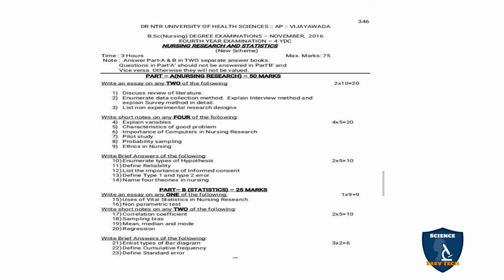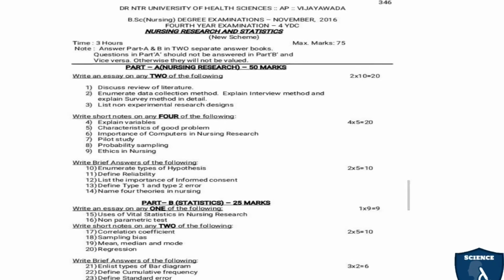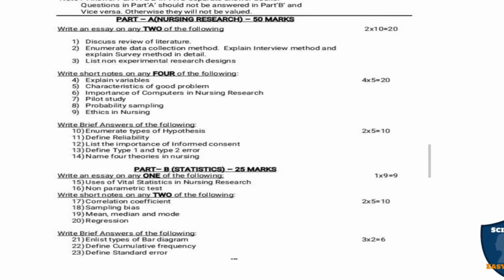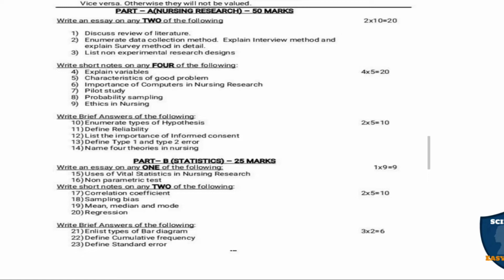Next we will move on to the November 2016 question paper. So part A, Nursing Research, which is for 50 marks. Here the essay question: discuss review of literature. Second question, enumerate data collection methods, explain interview method and explain survey method in detail. Third question, list non-experimental research designs. Next, write short notes on any 4 of the following.